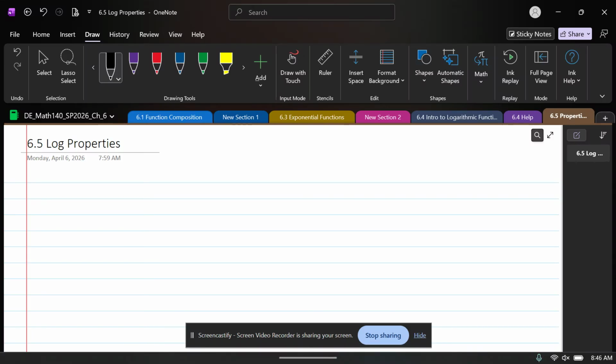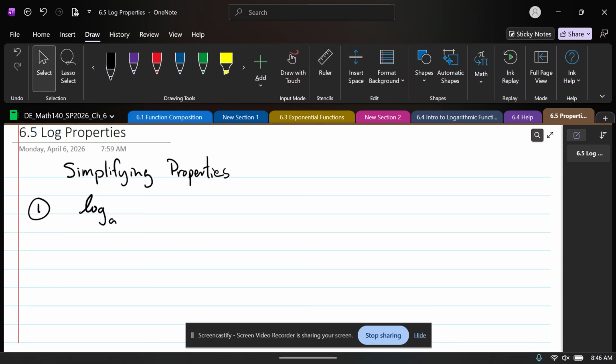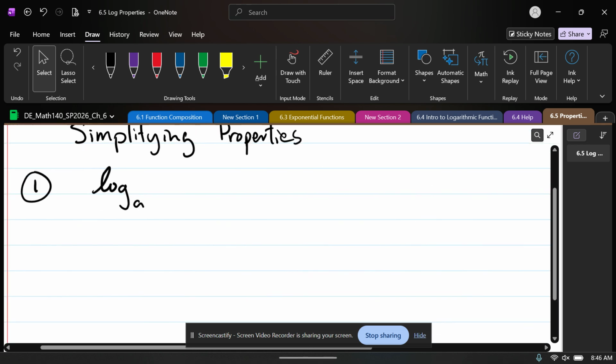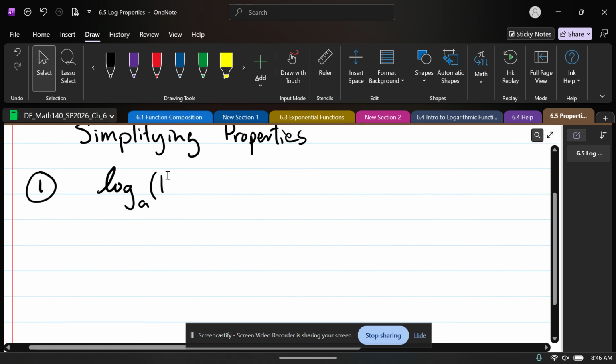There are two kinds of sets of properties here. I've got what I call the simplifying properties. And the first one of those would be log base A. I'm going to use A, but it technically doesn't matter what that base is. Log base A of 1 is equal to 0.